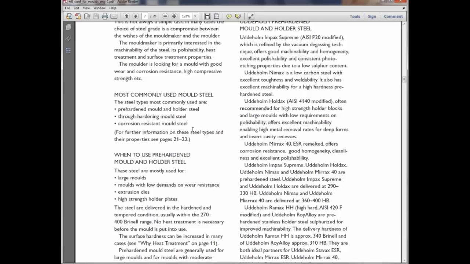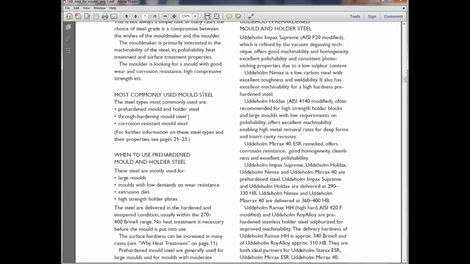Sometimes we go for pre-hardened material, which is a little bit hardened, and then after that we start machining. And the second thing is through hardening mold steel. Through hardening means we are going to harden the material throughout. Are you aware of the through hardening process? I'm aware of it.